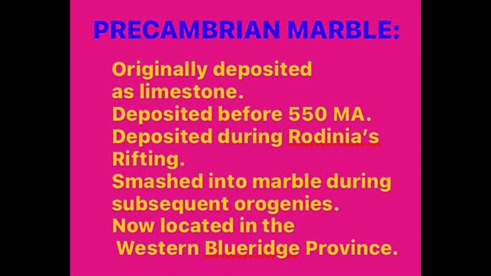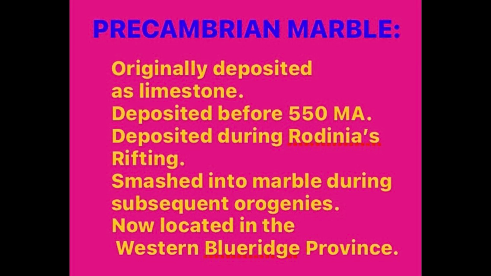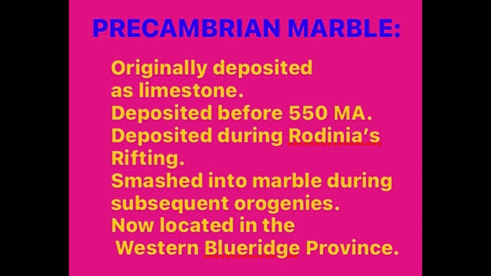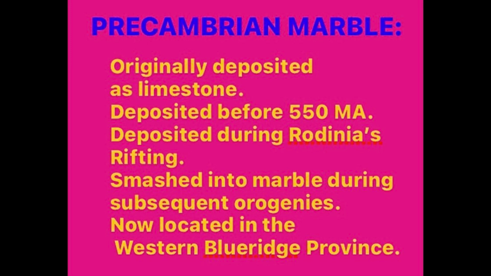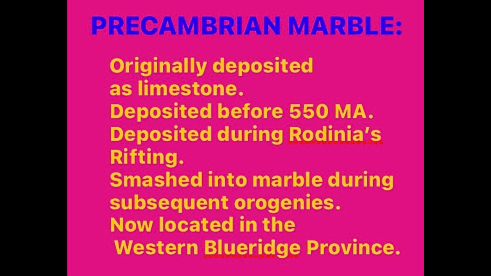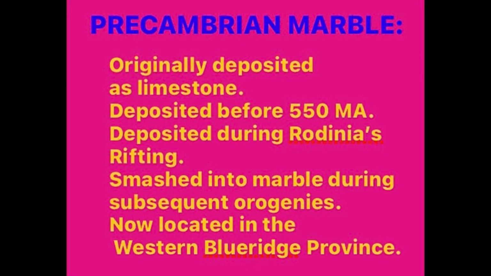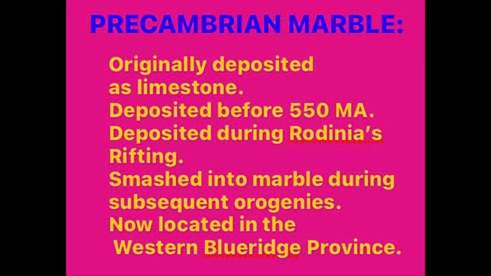This limestone was deposited in the late Precambrian period, before 550 million years ago. And by the way, capital M-A means million years ago, or mega annum. This limestone was deposited as supercontinent Rodinia was beginning to rift apart. After the limestone was deposited, subsequent orogenies metamorphosed it into marble, and you can find this marble in the Western Blue Ridge Geologic Province.